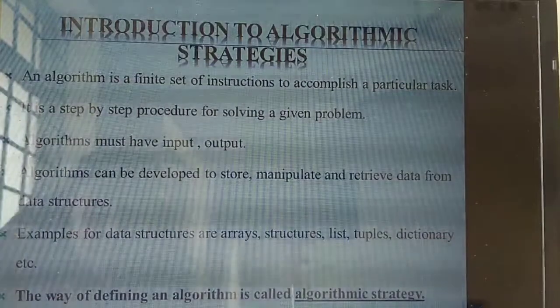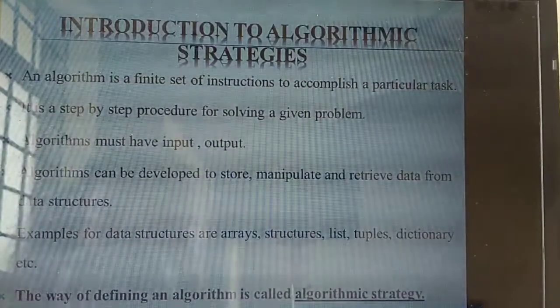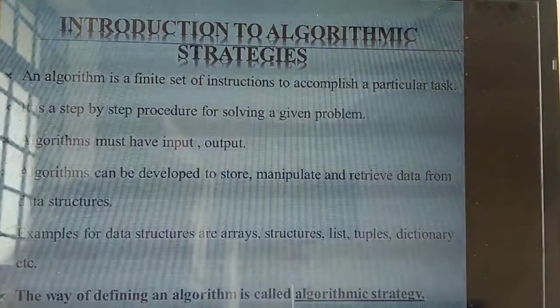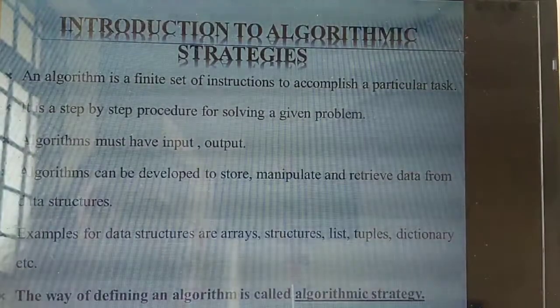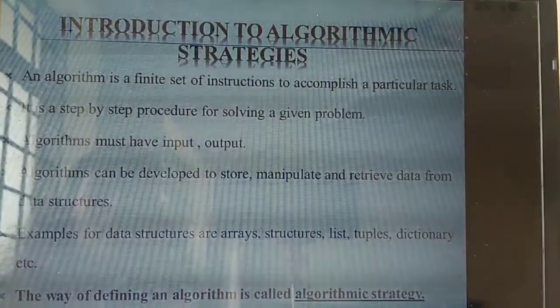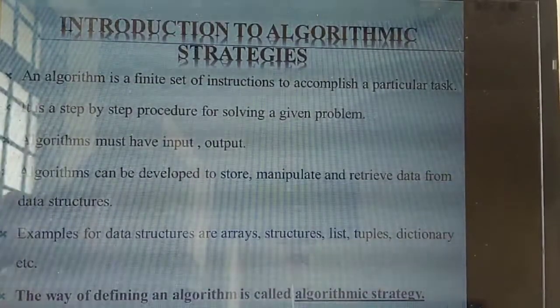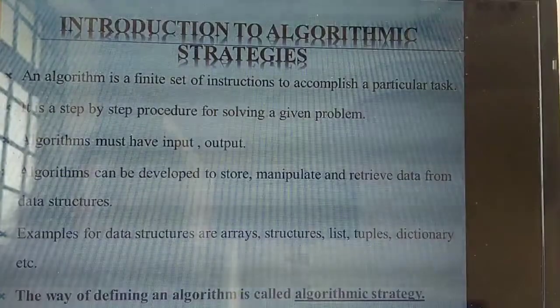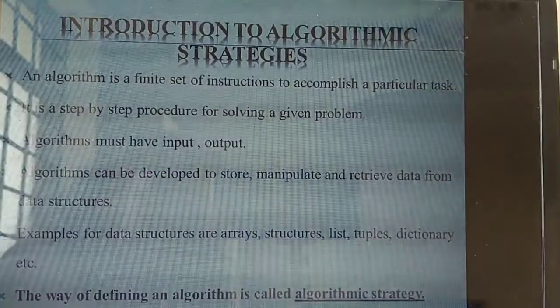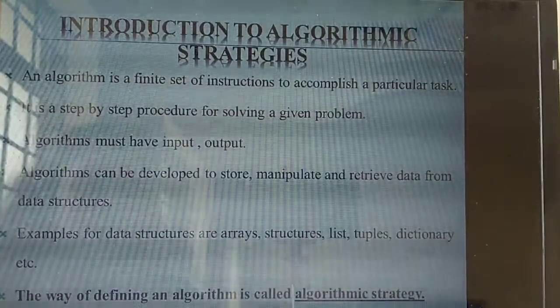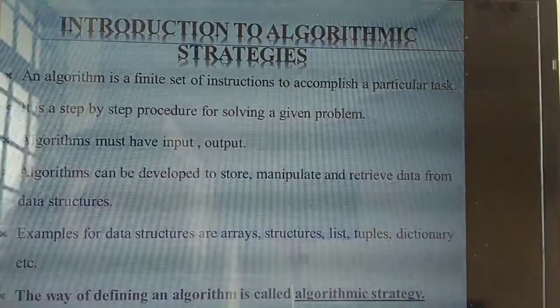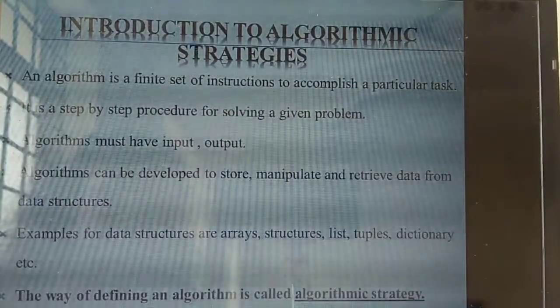Understand? This is the way you need to design the algorithm. The way of defining an algorithm is called algorithmic strategy. What do you mean by algorithmic strategy? The way of defining an algorithm. Important one-word question, just note it down. If you have the textbook, please underline it. What do you mean by algorithmic strategy? The way of defining an algorithm is called algorithmic strategy.